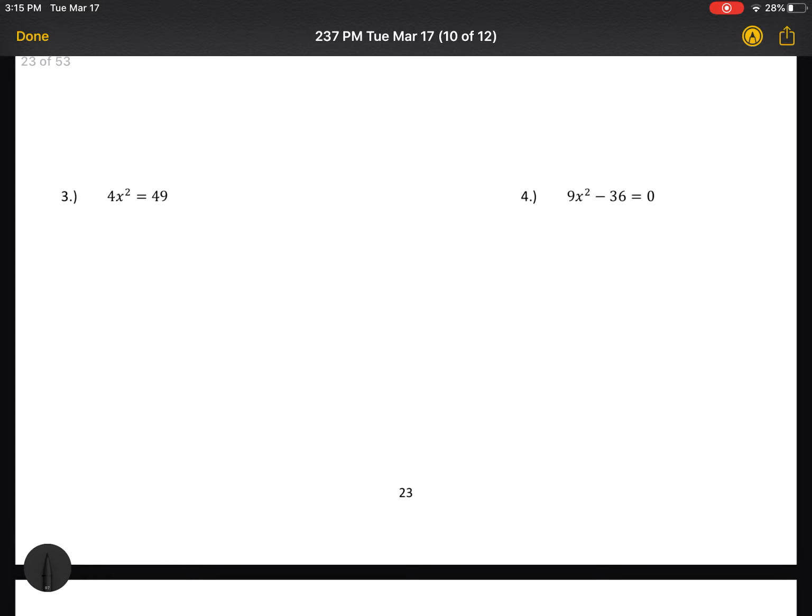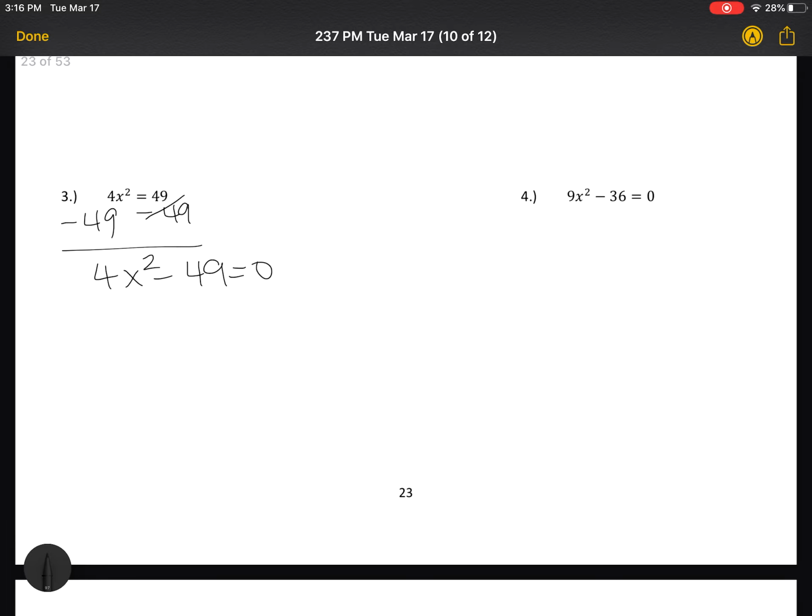On to number 3, 4x squared equals 49. Let's move that 49 over. Get this in standard form. Now, if you try and find a GCF between 4 and 49, the only one you're going to find is 1. But remember, we don't ever want to take 1 out as a GCF. So then we need to move on and say this is a binomial.